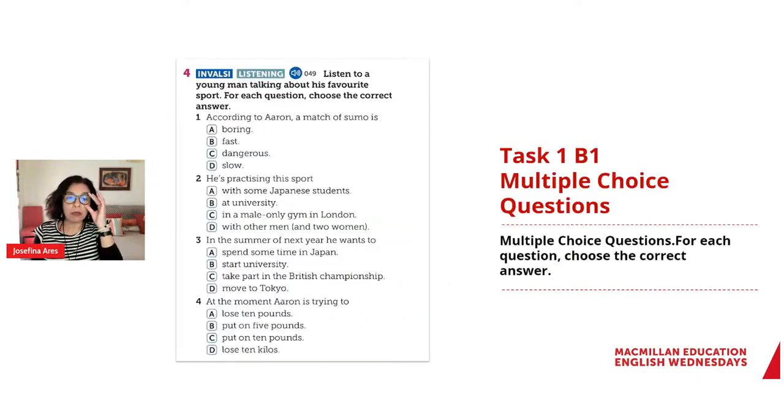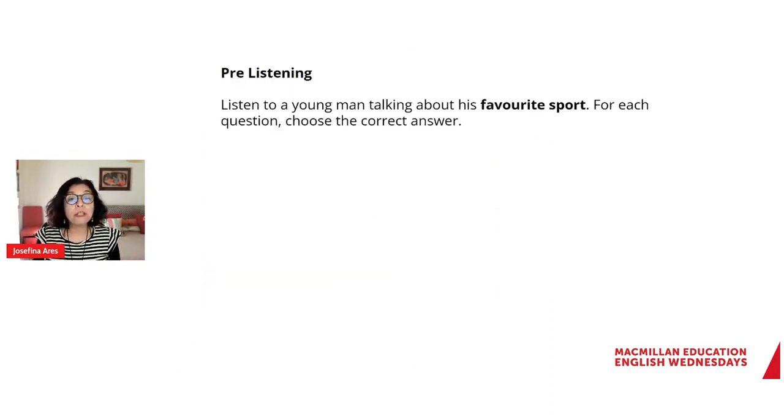Task one, we're going to be looking at the multiple choice questions. So typically in the Invalsi exam, you get an exercise like this where you have 4 to 6 questions and you have a multiple choice, which is usually a choice of 4 different answers. And this is a typical Invalsi exercise. So what can we do with this kind of exercise? Well, here I've got the instructions to one of the exercises, and it says, listen to a young man talking about his favorite sport. For each question, choose the correct answer.